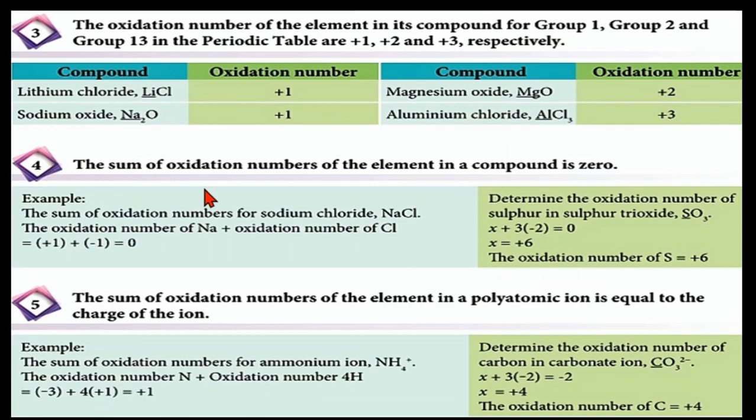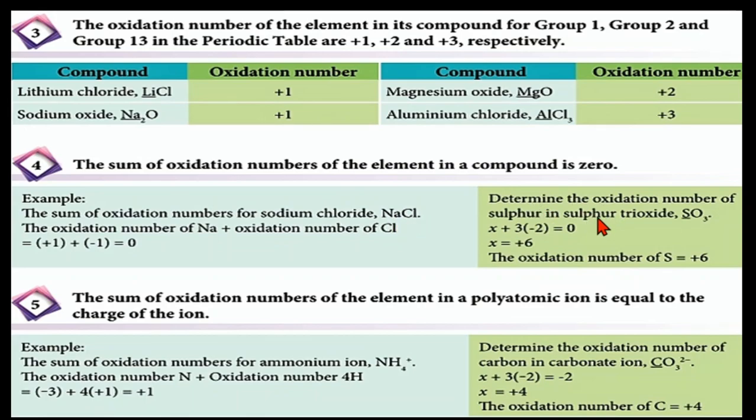Number 4. The sum of oxidation number of the elements in a compound is 0. This means the sum of oxidation number for sodium chloride NaCl is 0, because Na is positive 1 and Cl is negative 1, so positive 1 plus negative 1 becomes 0. In a compound, the total oxidation number is 0.